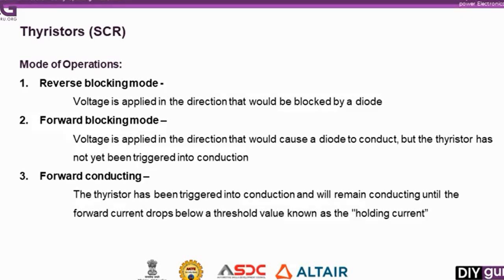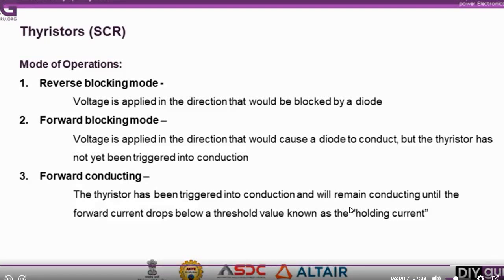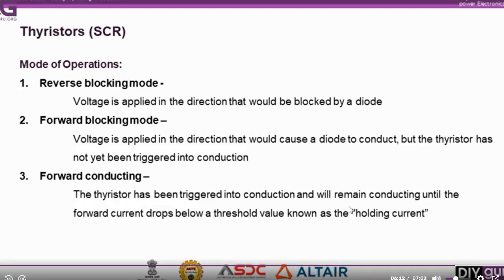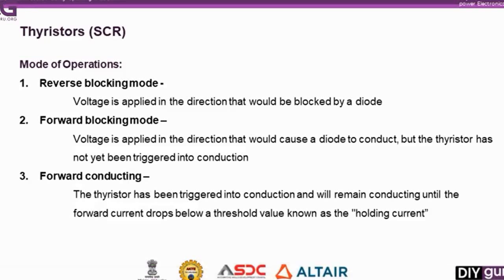Here voltage is applied in such a way that it will cause any diode to conduct, but the thyristor will still stop the conduction because it is yet to be triggered via the gate. Once triggered via the gate, it will start conducting and will remain conducting until the forward current drops below a threshold. That is the third mode of operation of the thyristor, or to be very specific, SCR.